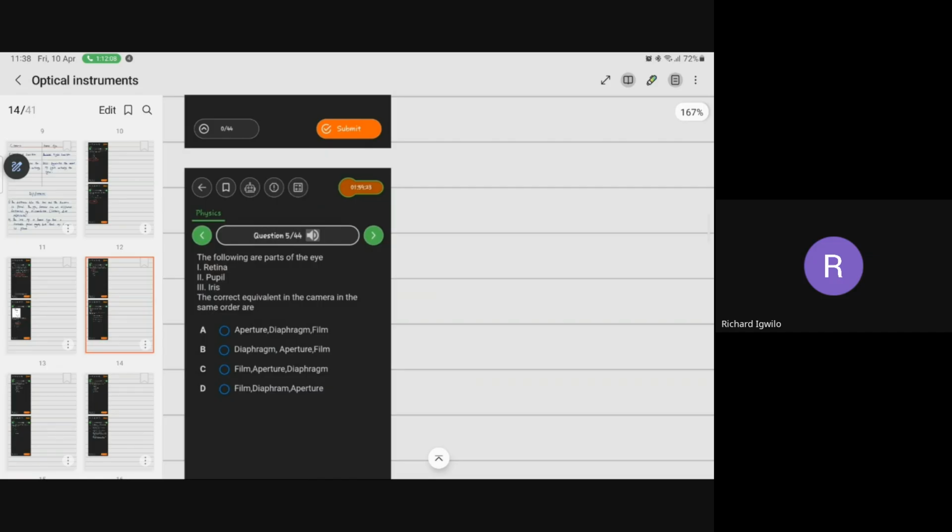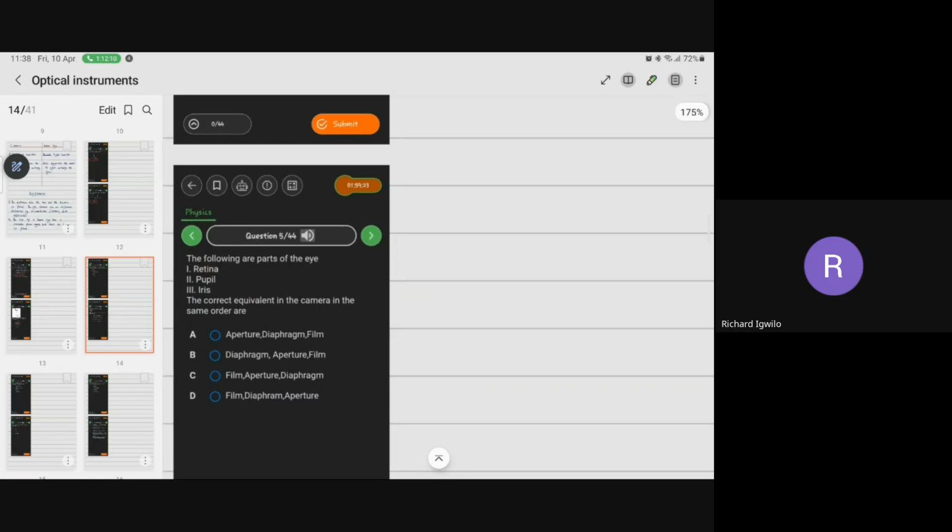The following are parts of the eyes. We have the retina. We have the pupil. We have the pupil, right? And then the iris.